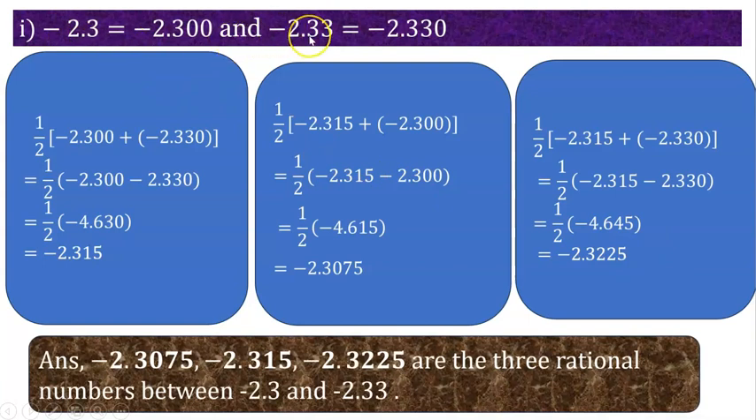These are the numbers between minus 2.3 and minus 2.33. What are the numbers? Minus 2.3075, minus 2.315, minus 2.3225 are three rational numbers between minus 2.3 and minus 2.33. This is an open-ended question. In another way, you can also solve this.